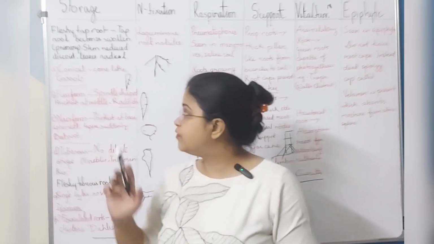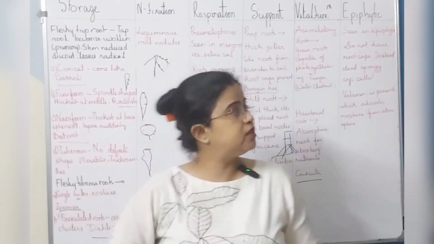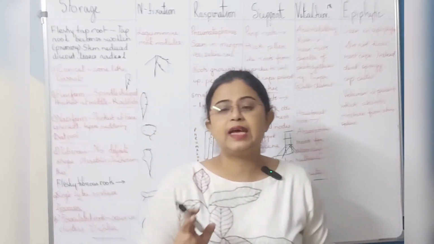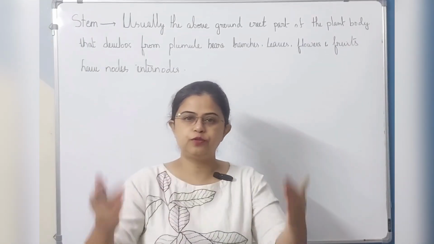And after that, modifications of root. They modify for storage, nitrogen fixation, respiration, support, vital function and epiphytic. Now we look at the stem. So after root, now we come to the shoot, from underground to above ground.